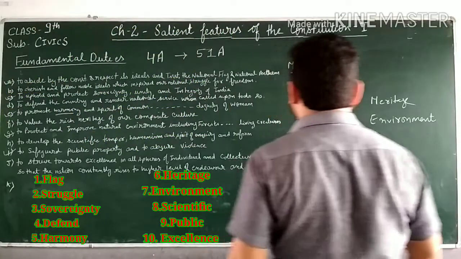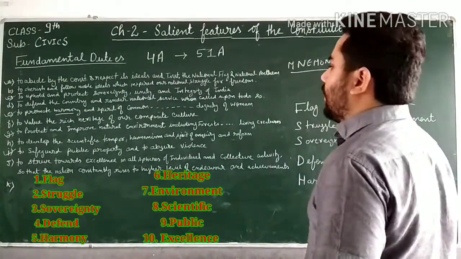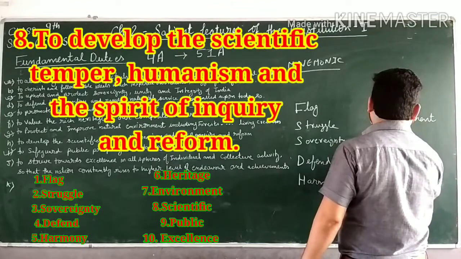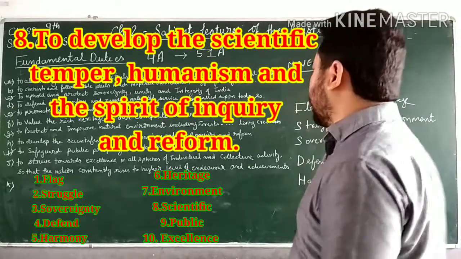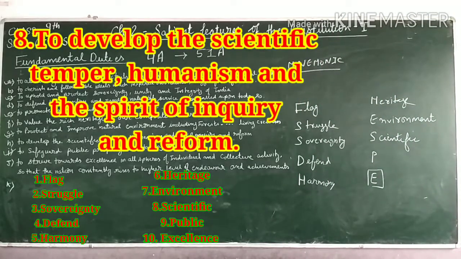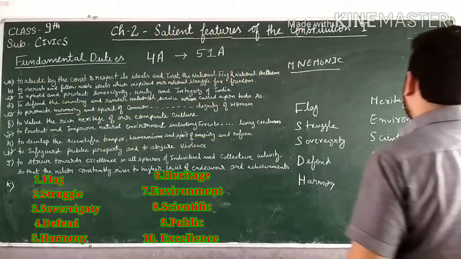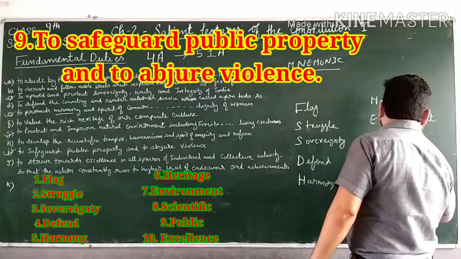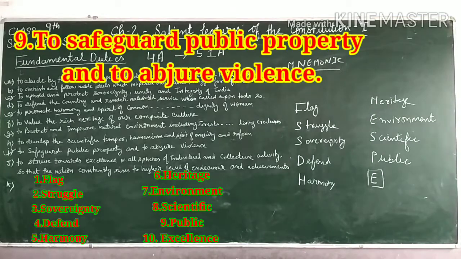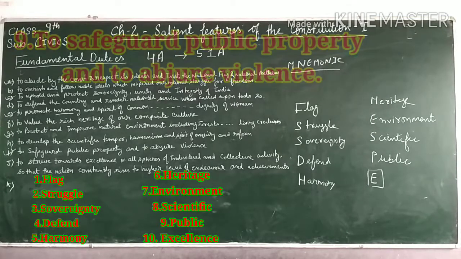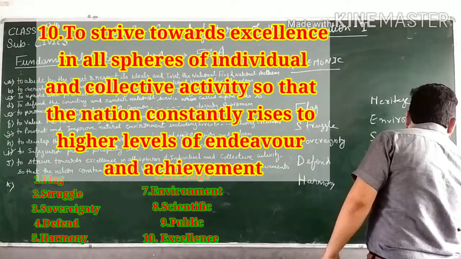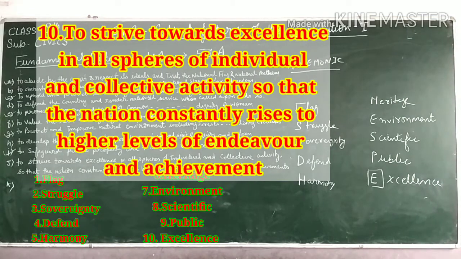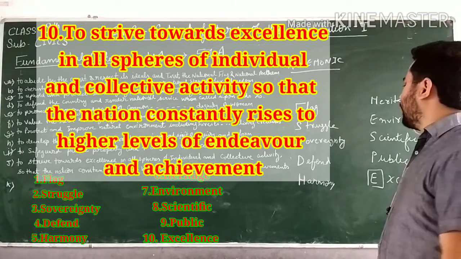Then after that is S, right? To develop scientific temper, humanism, spirit of inquiry, and reform. Then next is to safeguard public property and abjure violence. And then next is to strive towards excellence in all spheres of individual and collective activity, so that the nation constantly rises to higher level of endeavor and achievements.